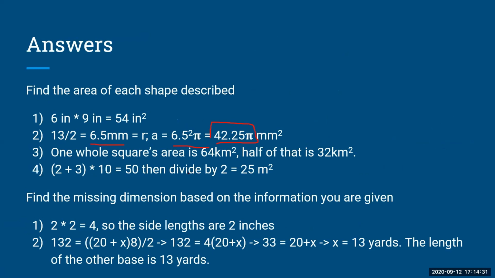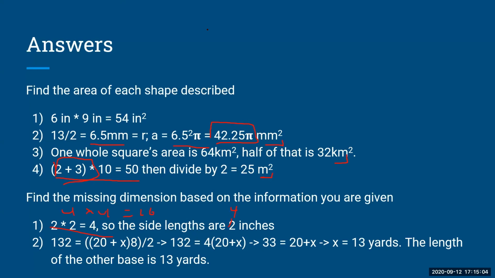One whole square area is 64, but half of that is 32. This one is just 2 plus 3 times 10, but you got to do 2 plus 3 first, and then you divide by 2. So 50 divided by 2 is 25 meters squared. Make sure you remember the units. Always remember your units. That is 4 times 4, 16. Perfect square. Pretty easy stuff. And last one, I believe it's 13, right?